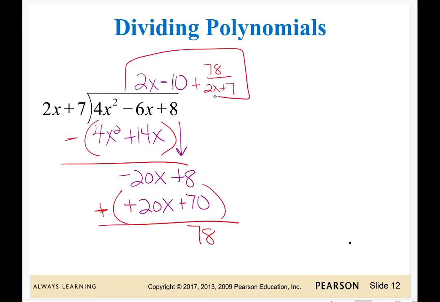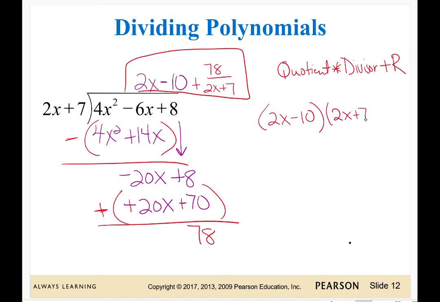Now you can check this as well, but the check's going to be a little bit different. So this time you're going to do the quotient times the divisor, but then you're going to add the remainder at the end. So my quotient was 2x minus 10 times the divisor, which was 2x plus 7, and then we're going to add the remainder at the end. So let's see if this all works out. So when we do all this, it should add up to the dividend right there.